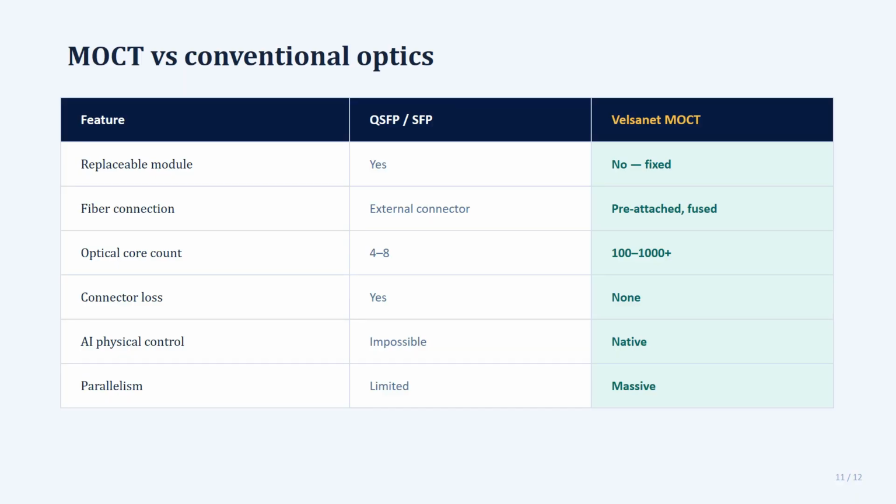The contrast is stark. Where QSFP and SFP modules are replaceable, the MOCT is fixed. Where they use external connectors, it uses pre-attached fused fiber. Where they carry 4 to 8 cores, it carries 100 to over 1000. Connector loss disappears, and AI physical control becomes native rather than impossible.